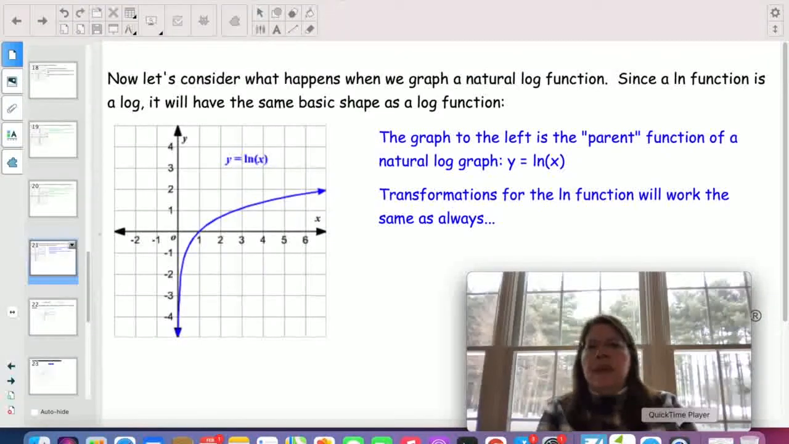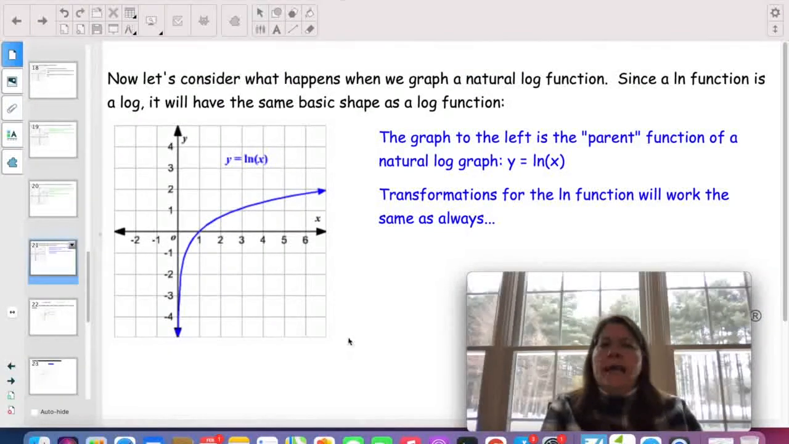So looking at this slide, let's consider what the y equals natural log of x function looks like, and that's it in blue. And it says the graph to the left is the parent function of the y equals natural log of x equation, and transformations for the natural log function are going to work the same way.